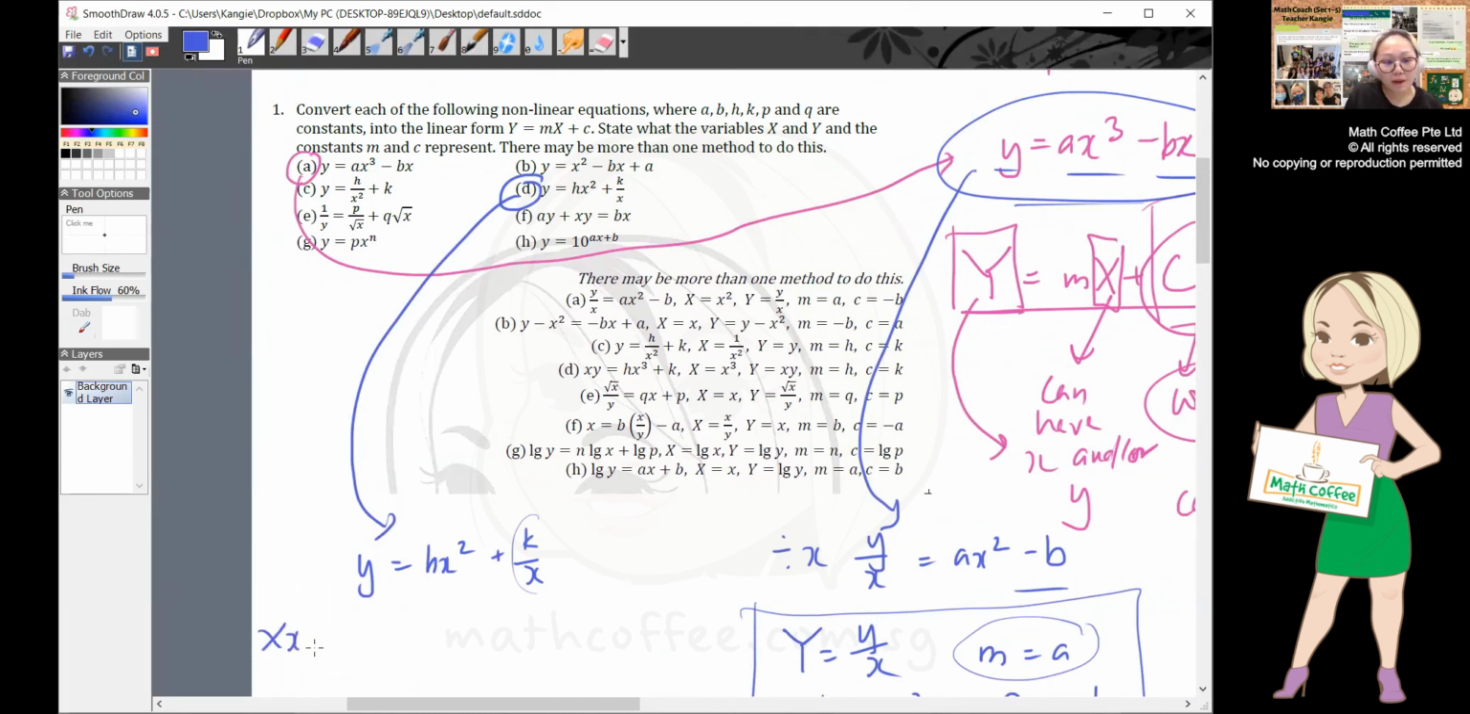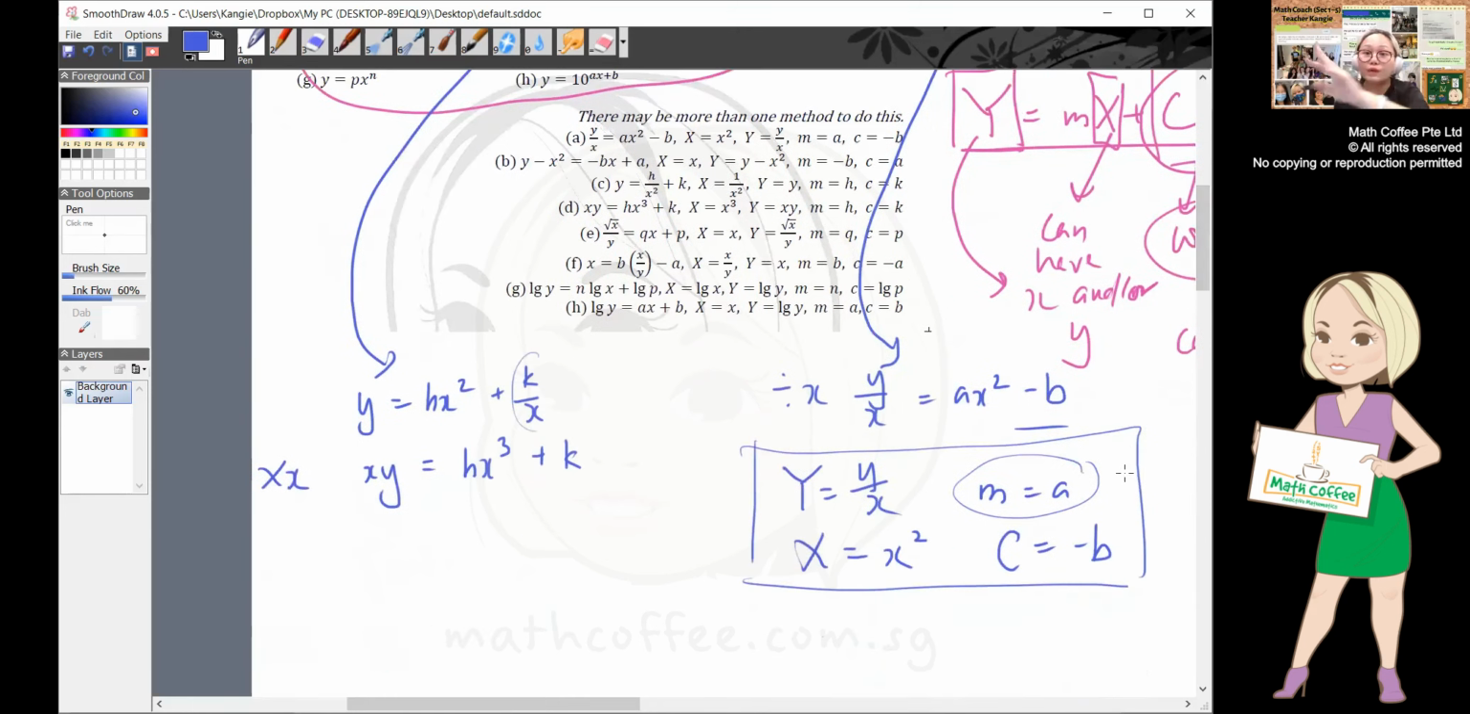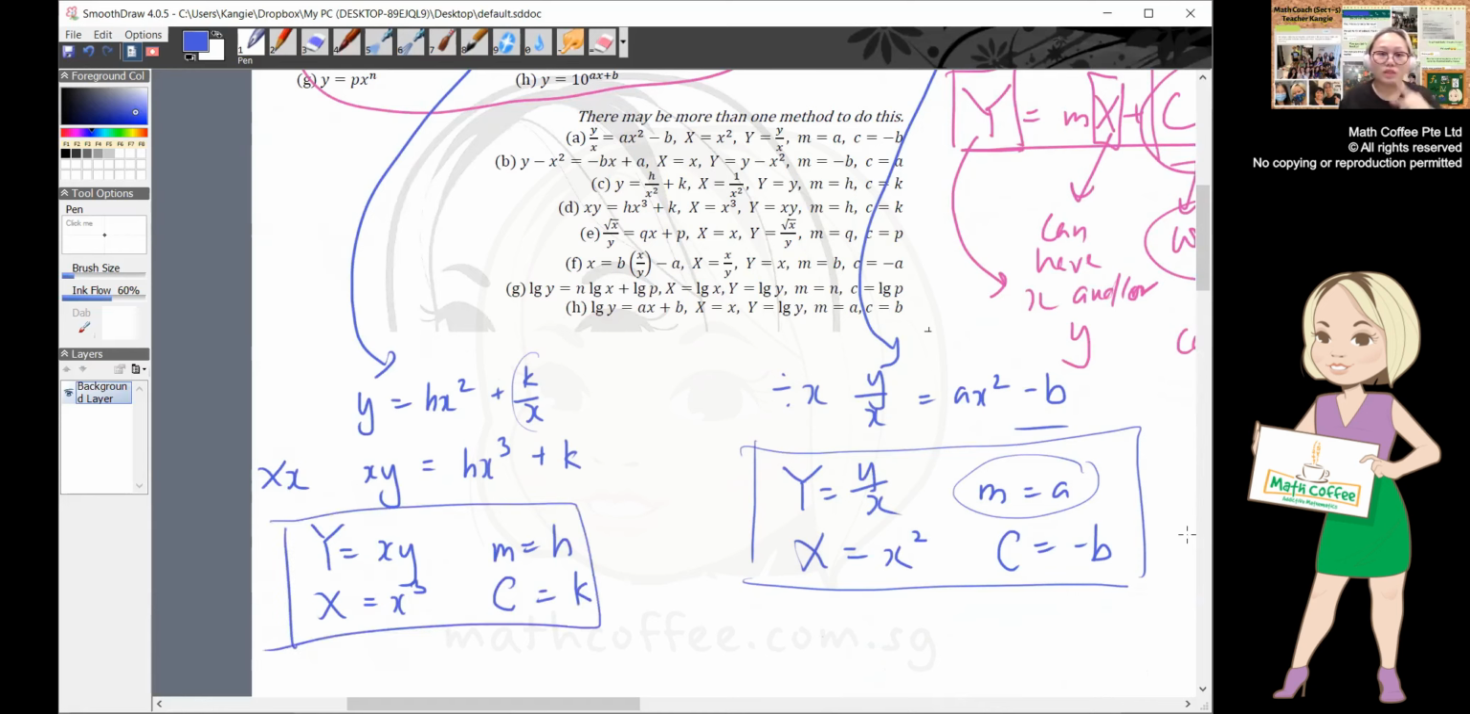So I'm going to multiply by x throughout. So it becomes xy equals hx cubed plus k. So you see, plus k doesn't have x and y, so I already fulfill the rule, and I can straight away say, oh, so my big Y is xy, my big X is x cubed, my gradient for this case is h, and my big C for this case is k. Okay, so this is for question D.